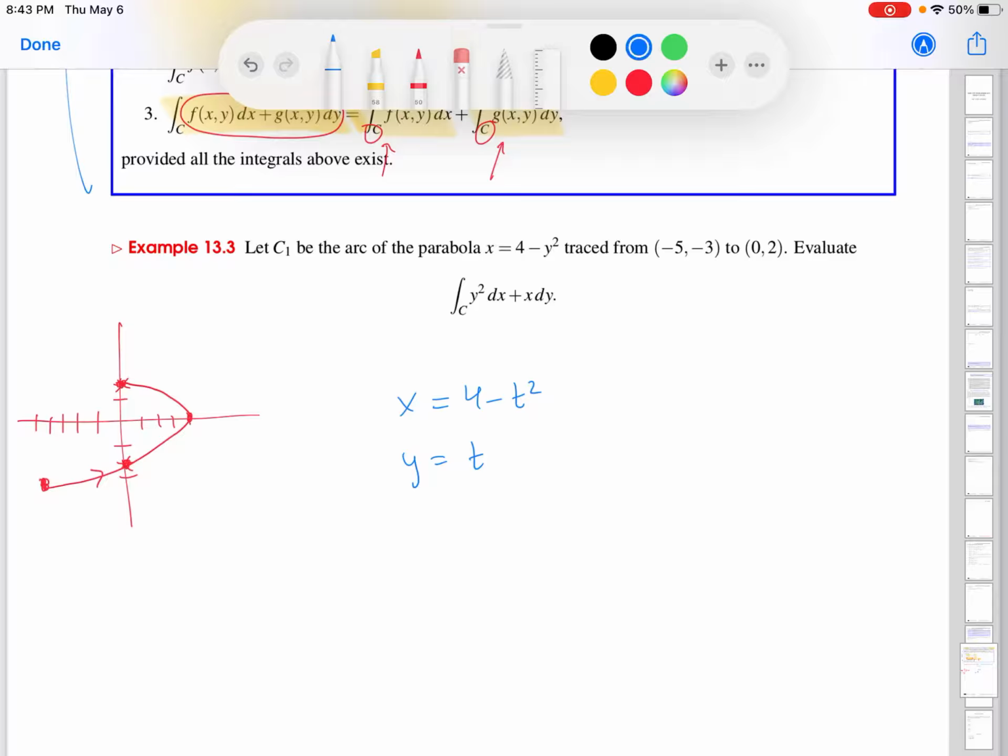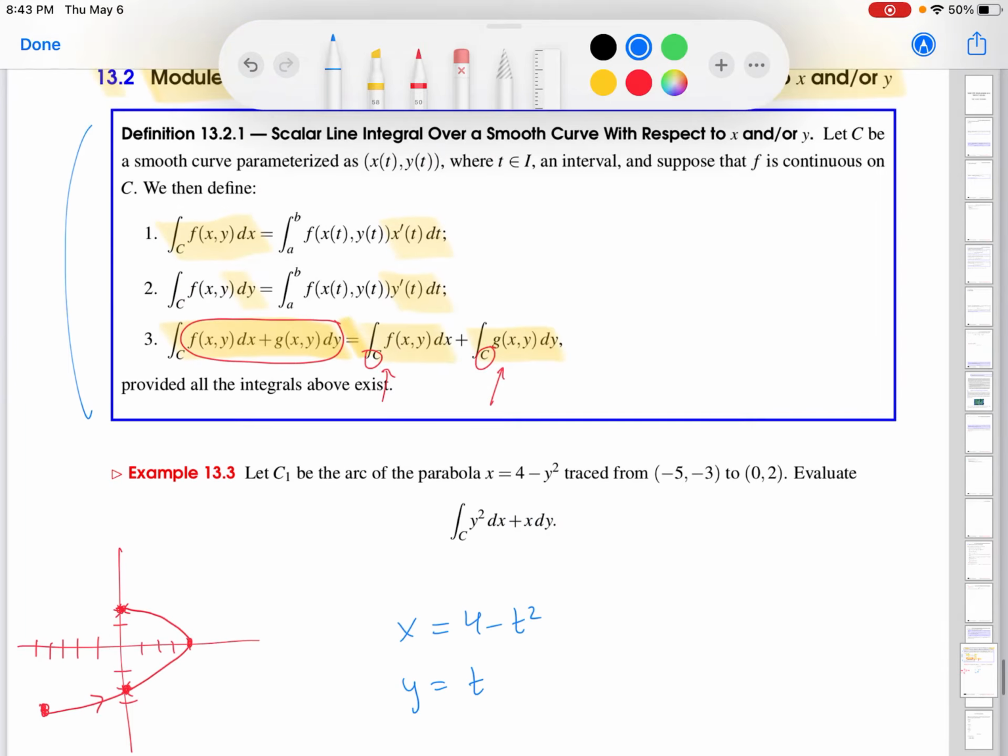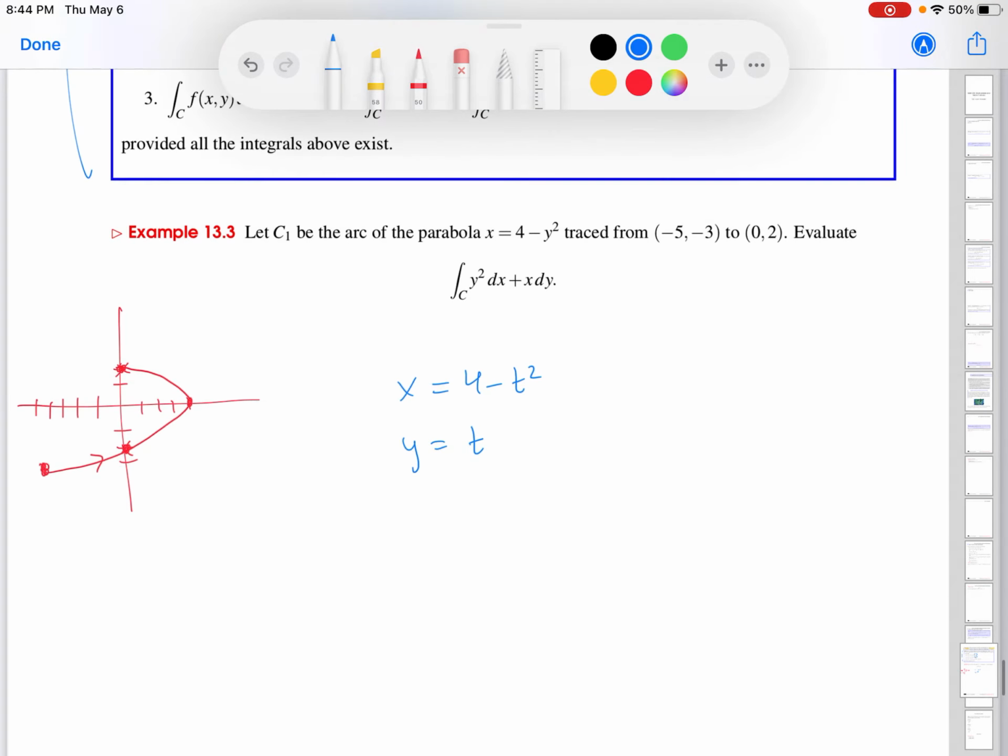So I have my parameterization, and then we are not going to need the big square root thing that we were talking about in the previous lesson, dx dt squared plus dy dt squared, because we're not doing a line integral with respect to arc length. We're doing a line integral with respect to dx first, and then with respect to dy. So in the first integral, I'm going to need x prime. In the second integral, I'm going to need y prime. So I'm going to calculate that here. So x prime of t is minus 2t, and then y prime of t is 1.